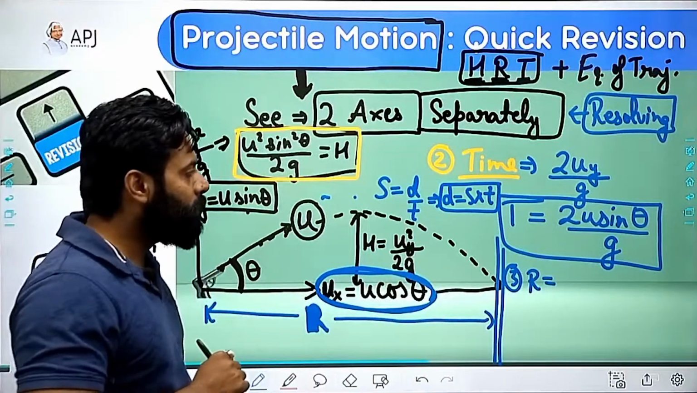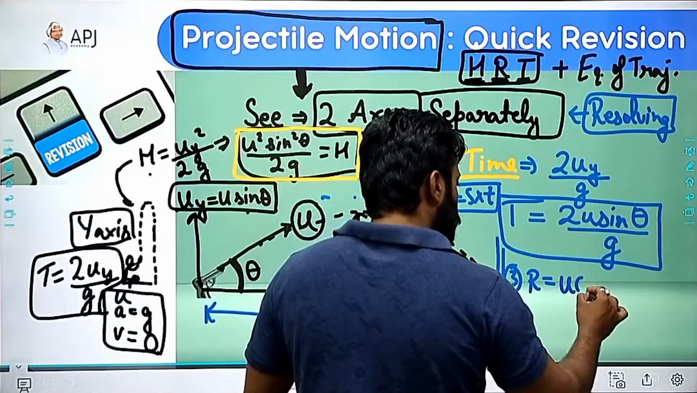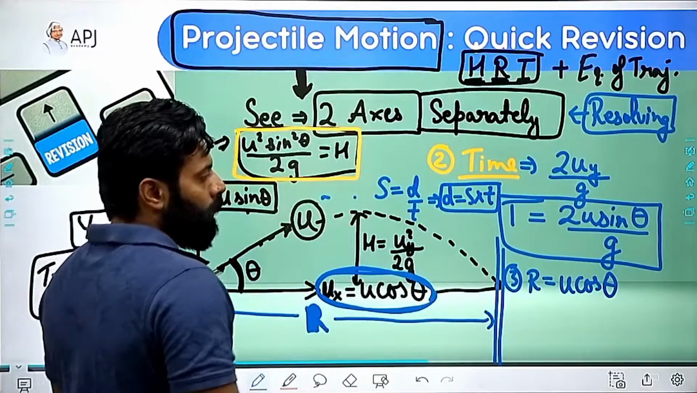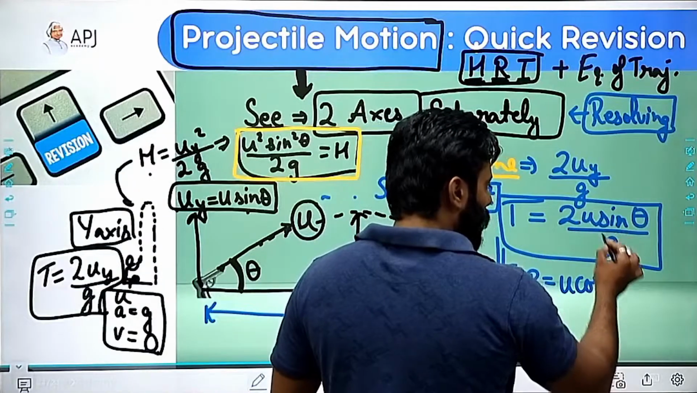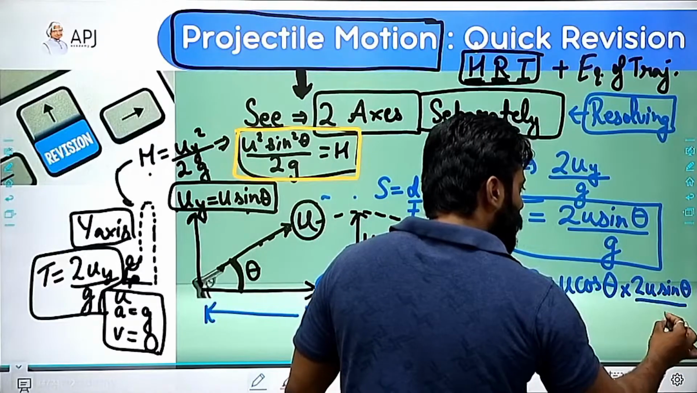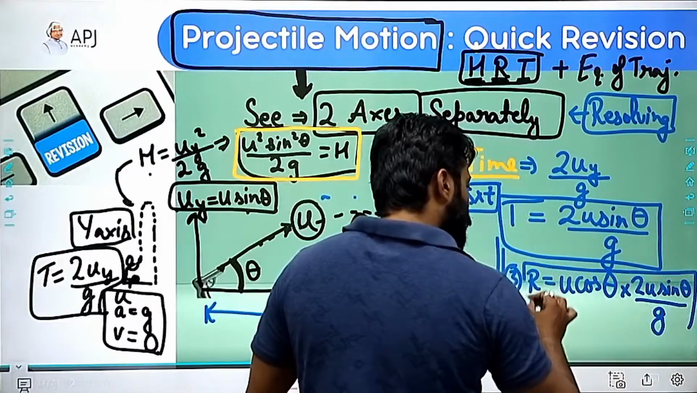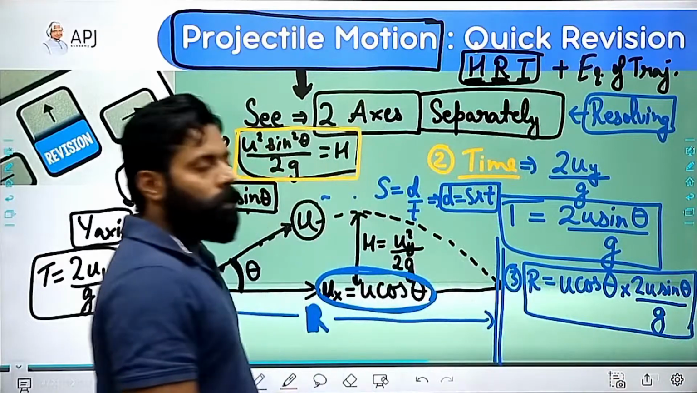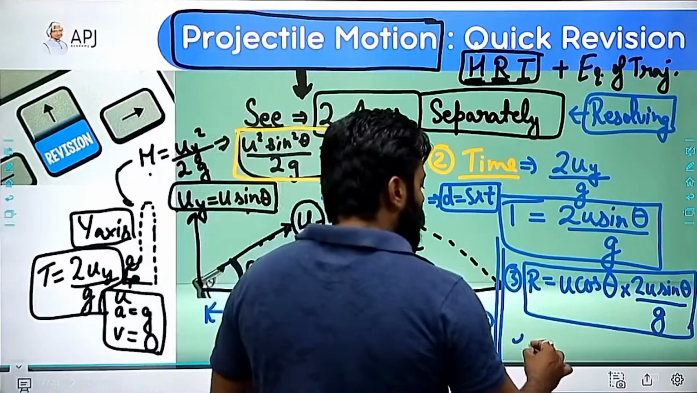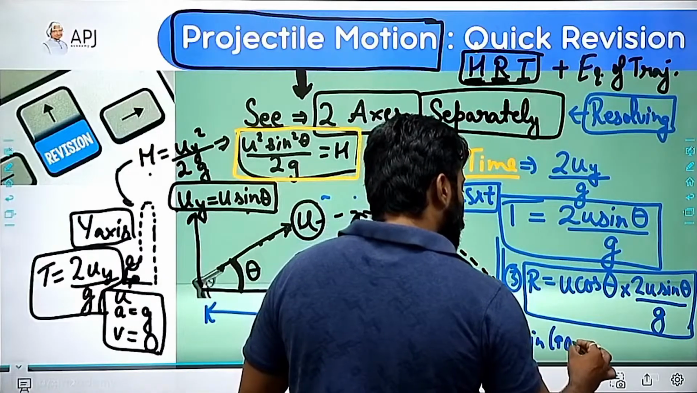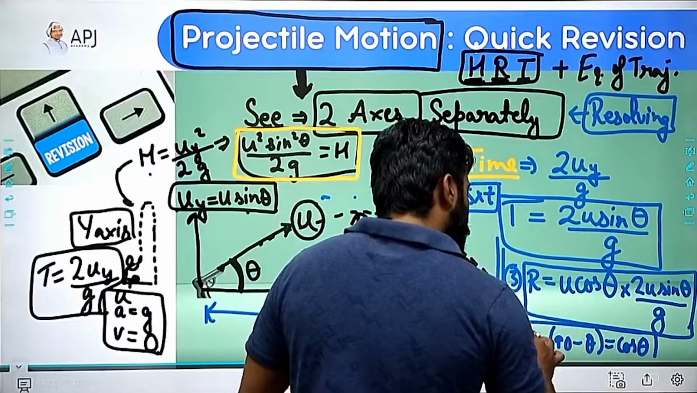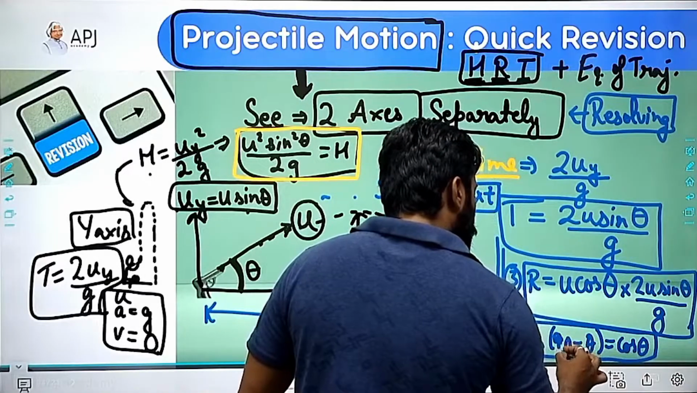Are you getting this? So this is u cos theta, and the time is here. The time is u sine theta divided by g. So this is the range. And as you know, sine of (90 minus theta) is equal to cos theta. So whenever there are complementary angles, the range will be the same.